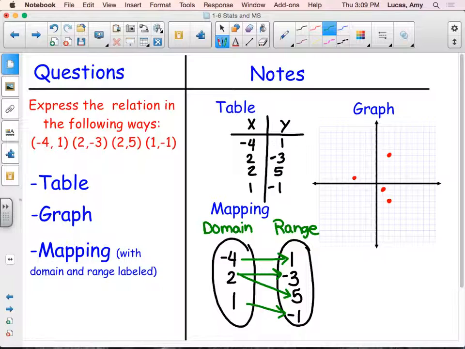That's what a mapping looks like. All of the domain numbers go in an oval, all of the range numbers go in an oval, and then you map them, connect them, just like the ordered pairs were. And you never repeat numbers within the domain and within the range. You simply show that by having either 2 rays start at the same number in the domain, or maybe if the range repeats, two of the rays end at the same number in the range.